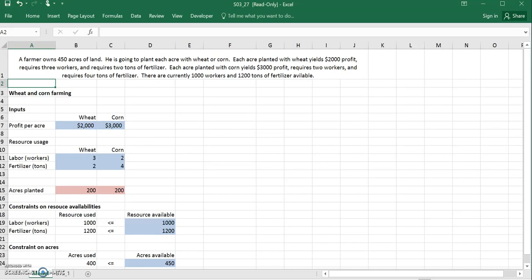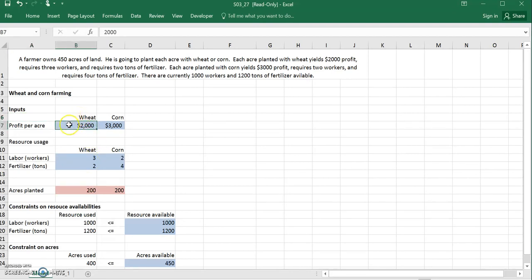Again, at this point, I'm not showing you how to create this model. I'm going to talk you through how to interpret this model. So, first of all, let's talk through the given information in the problem. The given information in this interpretation is already highlighted in blue.